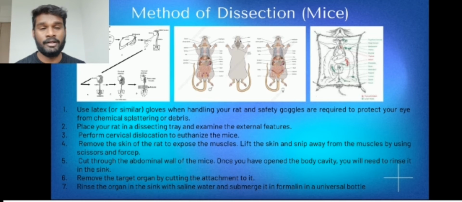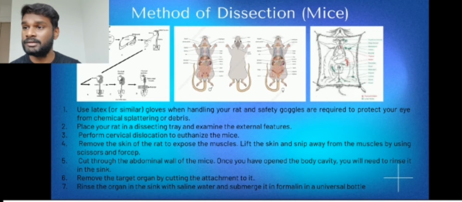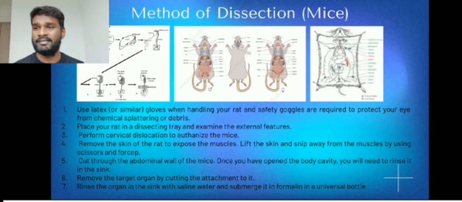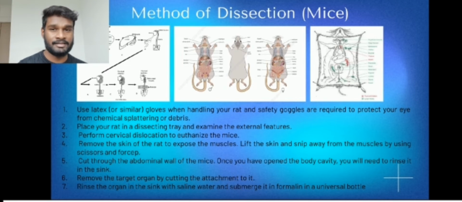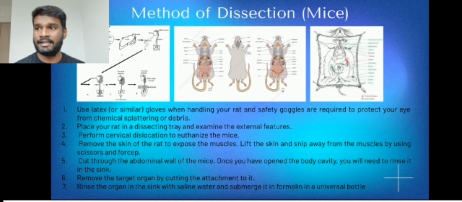Once this is done, we can remove the skin of the rat to expose the muscles and the epithelial foldings. Lift the skin and snip it away from the muscles using scissors or forceps, where either can be used. Cut through the abdominal wall of the mice. Once this has been done, rinse the body cavity in the sink. Then remove the target organ by cutting its attachments. Rinse the organ in the sink with saline and submerge it in formalin in a universal bottle.